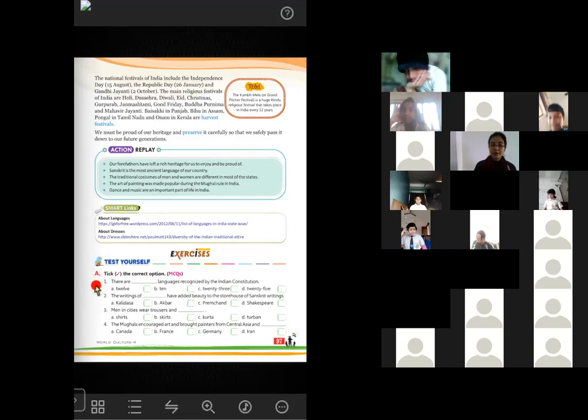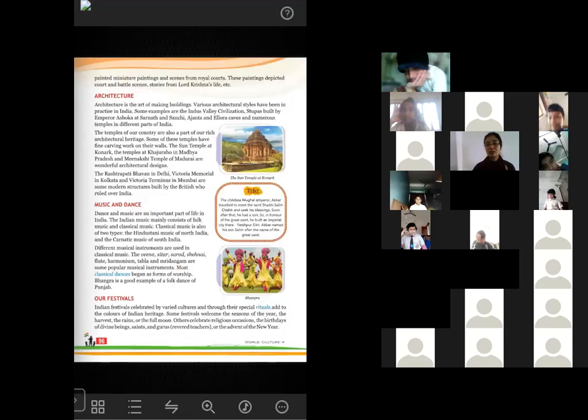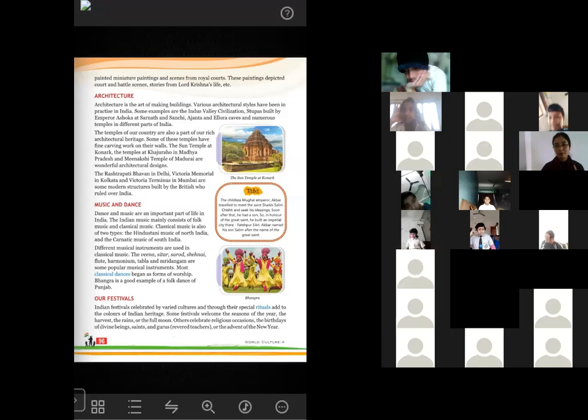You must be proud of our heritage and preserve it carefully so that we safely pass it down to our future generations. So these cultural heritages that I have told you in this chapter, our music, dance forms, architecture, paintings, festivals, all these things we should pay respect to, we should be proud of them, and we should safely pass them to the next generations. The children also know about it, right?